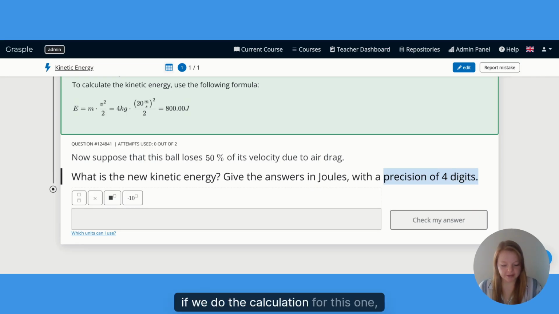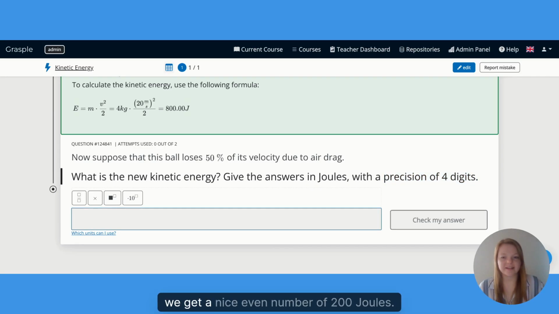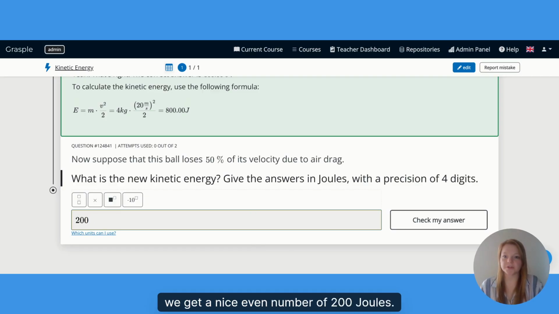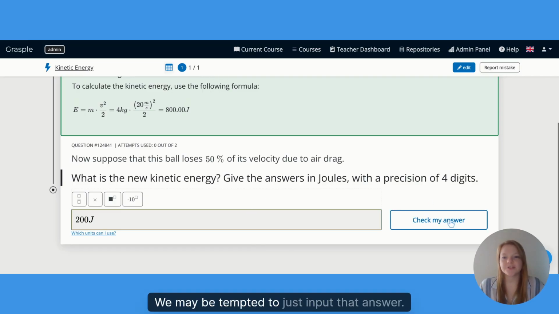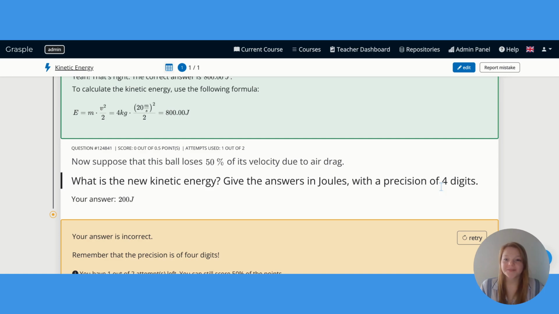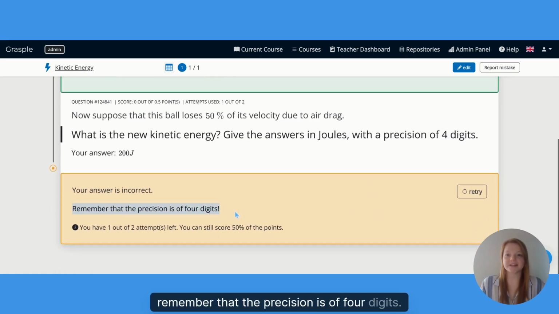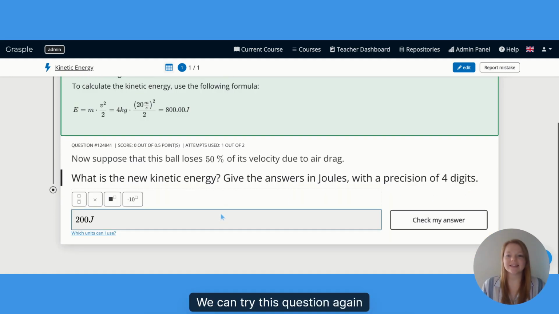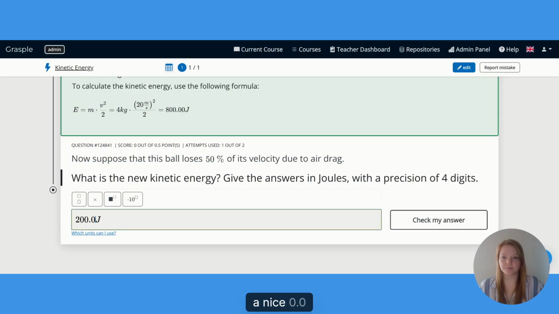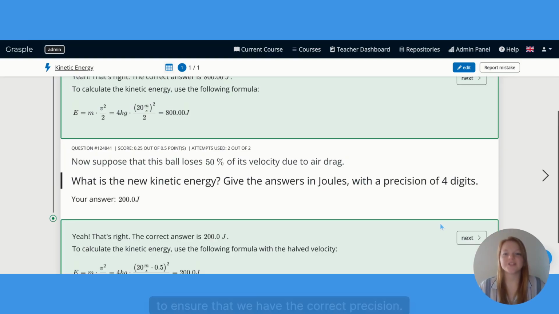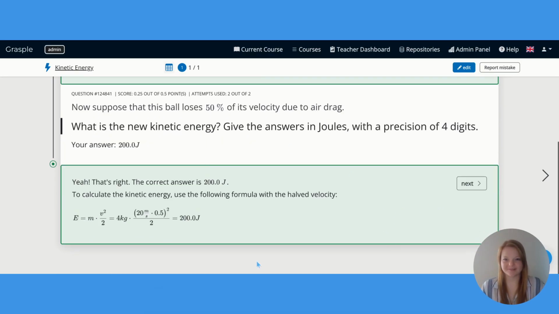So if we do the calculation for this one, we get a nice even number of 200 joules. So we may be tempted to just input that answer. However, remember that the precision is of 4 digits. We can try this question again, and a nice 200.0 to ensure that we have the correct precision.